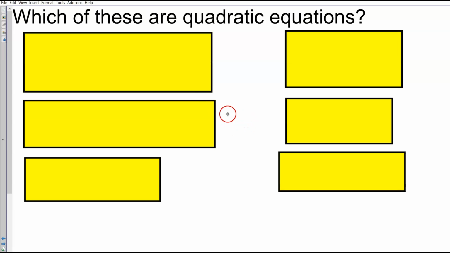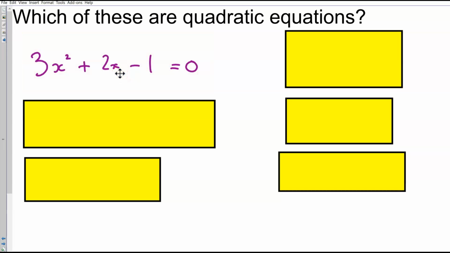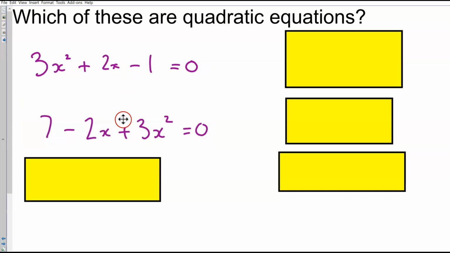So which of these are quadratic? We're going to play a little game show. I'm going to uncover it, and you're going to say quadratic or not a quadratic. Here's your first one. Quadratic or not quadratic? Well done, it is a quadratic. What about this one? Quadratic or not quadratic? I need some sort of theme music. Correct, it is quadratic, because you've got your x squared, you've got an x, and you've got a number.